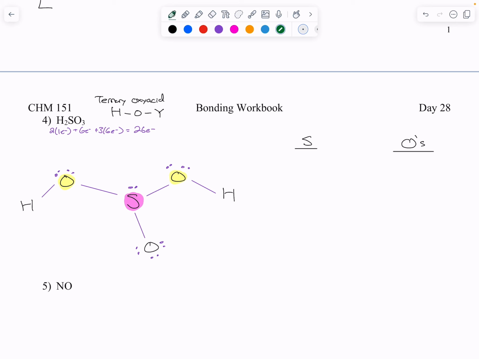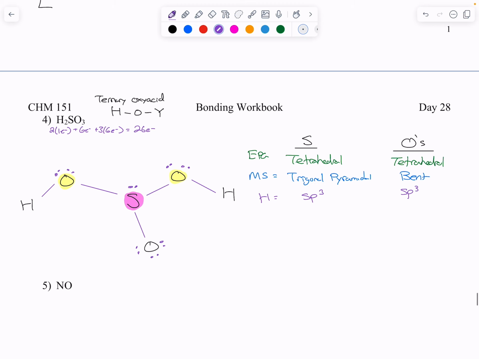Now, the electron pair geometry of S, I have 1, 2, 3, 4 pairs, tetrahedral. Same thing with the oxygens. The oxygen's got 4 pairs, they're tetrahedral as well. The molecular shape of sulfur would be trigonal pyramidal, but oxygens are bent. The hybridization of both are sp3. Polar, well, yes.